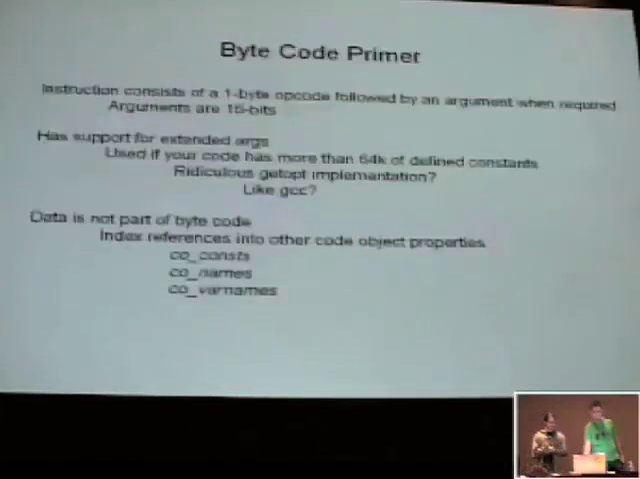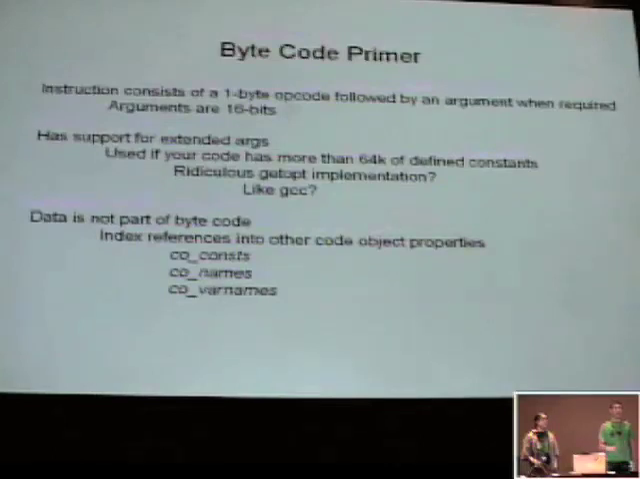So now I'm going to quickly do a little bytecode primer. That string consists of Python bytecode instructions. An instruction is a 1-byte opcode, and it has arguments when required. All the arguments are 16 bits. If you happen to need more than 16 bits for an argument, they have support for that. It's called extended args. But if you have 64,000 defined constants in your code, I can't think of anything other than a ridiculous getopt implementation that you might be doing that for.